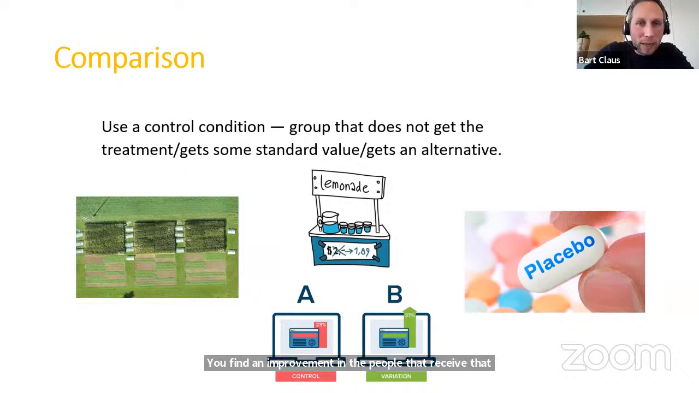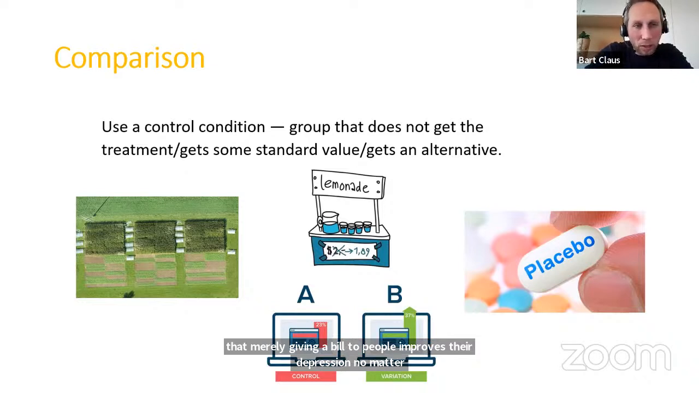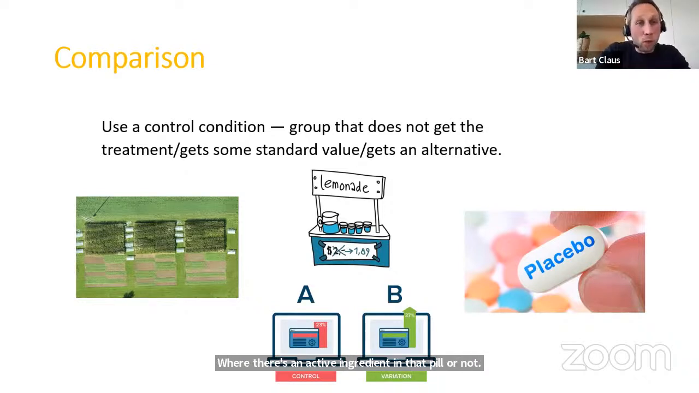Even if you find that, it is difficult to claim that it's the active ingredient of that drug that caused that effect, right? Because plenty of research shows that merely giving a pill to people improves their depression, no matter whether there's an active ingredient in that pill or not. So if you want to know whether an active ingredient in a pill works, then the comparison group should also receive a pill, but without that active ingredient. So you should be very precise in what your comparison is. And that's the relevance of using placebos.